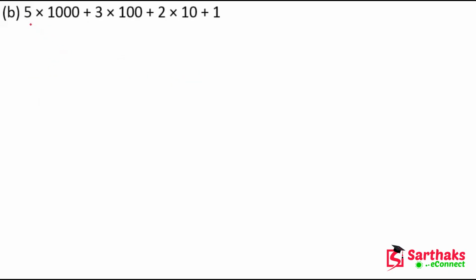Now here we have 5 into 1000 plus 3 into 100 plus 2 into 10 plus 1. Simply we just have to solve it. So 5 into 1000 is what? 5000. Plus 3 into 100 is what? 300. Plus 2 into 10 is what? 20. Plus 1. So after adding this, here we get 5321. So this is the usual form of this general expression. I hope, my dear friend, you understand these things.